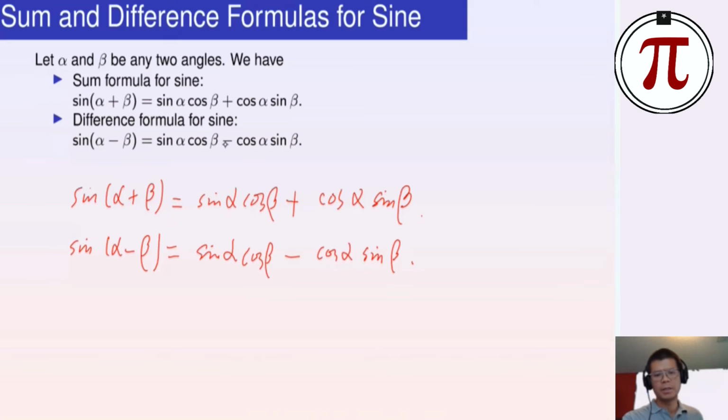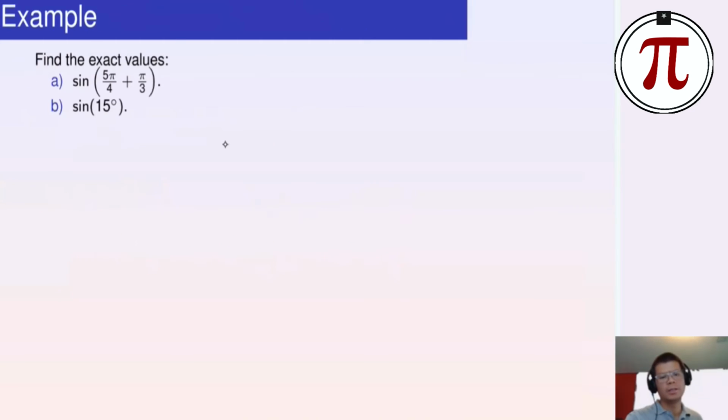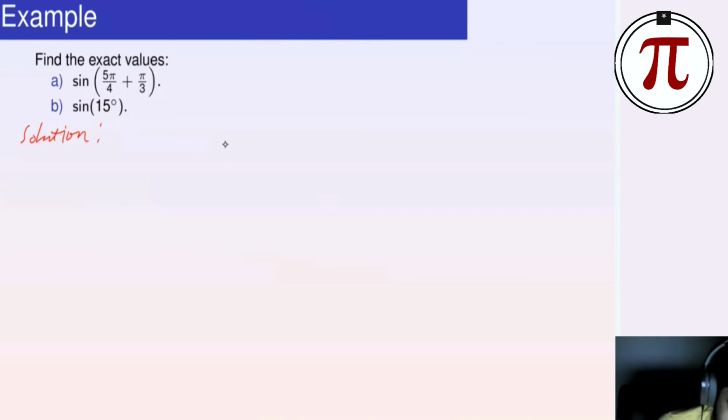All right, now let's consider this formula here. Now find the exact value. This is Zhong Xu. Sine of 5 pi over 4 plus pi over 3. B is sine 15 degrees. Very good, thank you. Now let's consider the solution. That's a summation of two special angles. So what is that?